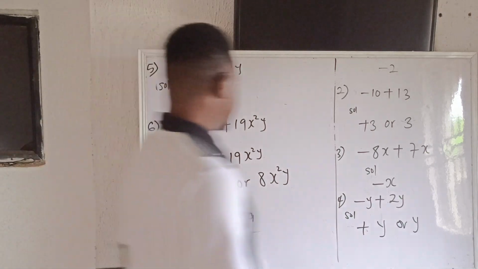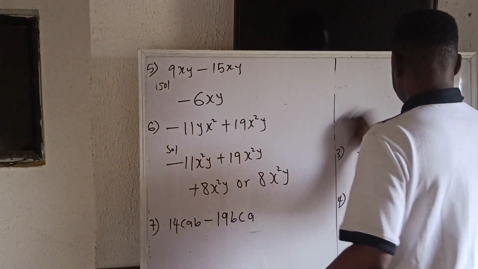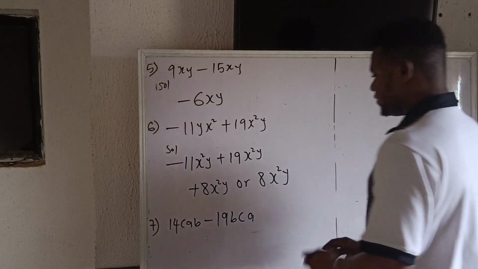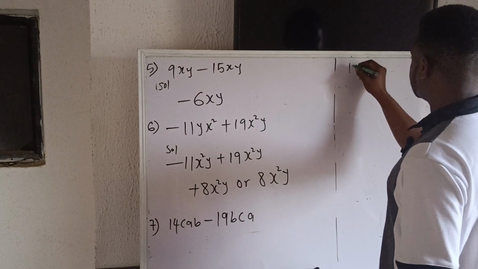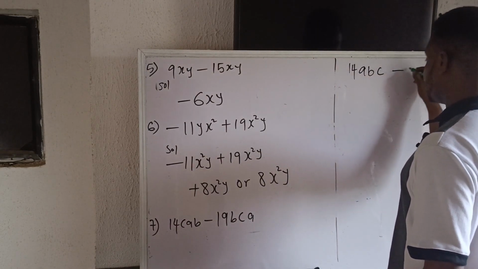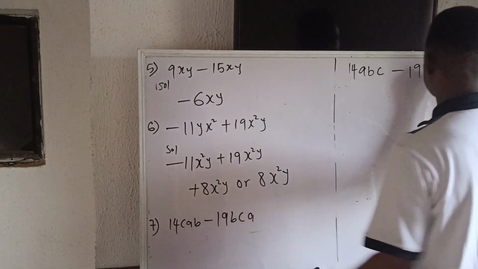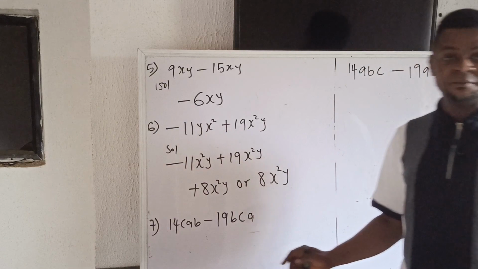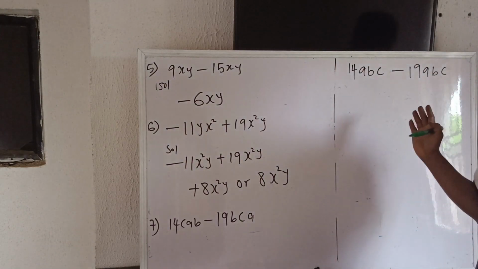So doing that, let's write it here. Arranging the variables in alphabetical order, I'm going to be having 14ABC minus 19, this is also ABC, because A comes before B and C. So now I've arranged the variables in alphabetical order.